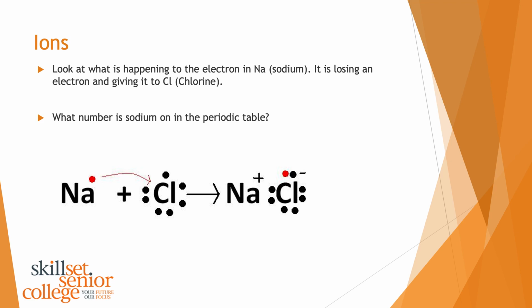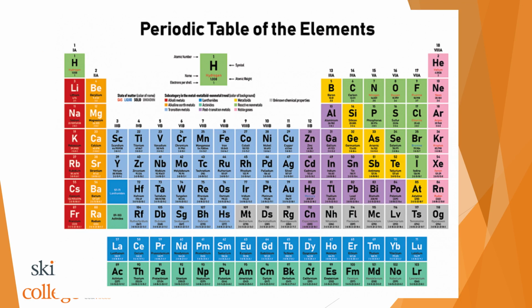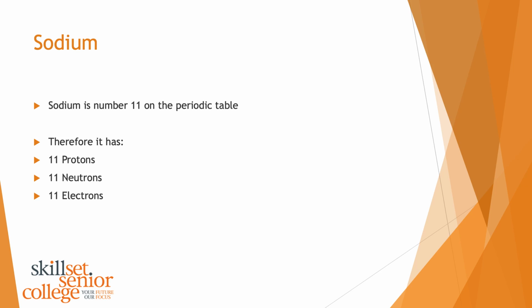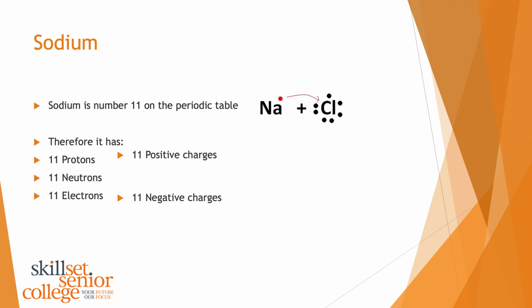What number is sodium on the periodic table? Let's look at this in more detail. So let's find sodium. It is number 11 in the periodic table. So if sodium is number 11 on the periodic table, we know it must have 11 protons, 11 neutrons, and 11 electrons. That means it has 11 positive charges and 11 negative charges.